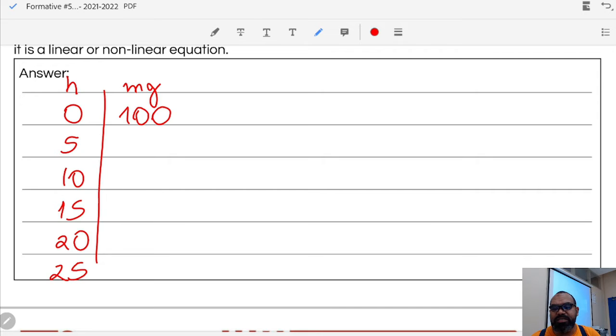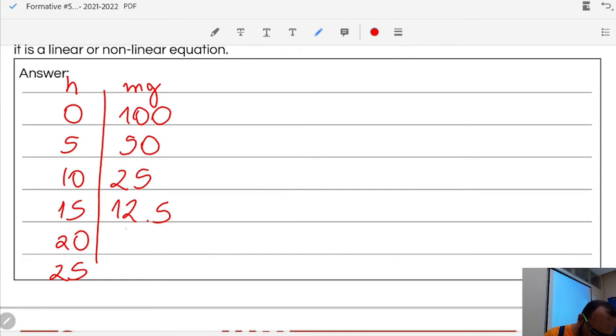After 5 hours, I will take half of this bottle, which is 50. Again, after 5 hours, I will take another half of the medication. Well, I have left over 50, half of 50, 25. After 5 hours, another half. Mister, 12.5. Hours, another half, 12.5 divided by 2.